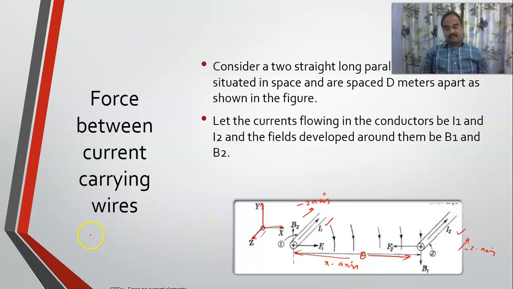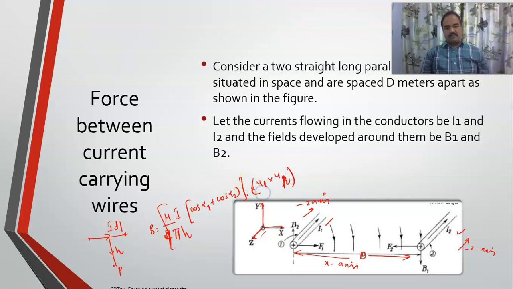We have already done them. I would remind you once again: if there is a current element, what is the field which is developed at this point? Let us suppose that the distance is H. We have already done problems. The formula will be B is equal to mu by 4 pi H into I into (cos alpha 1 plus cos alpha 2), into U phi.